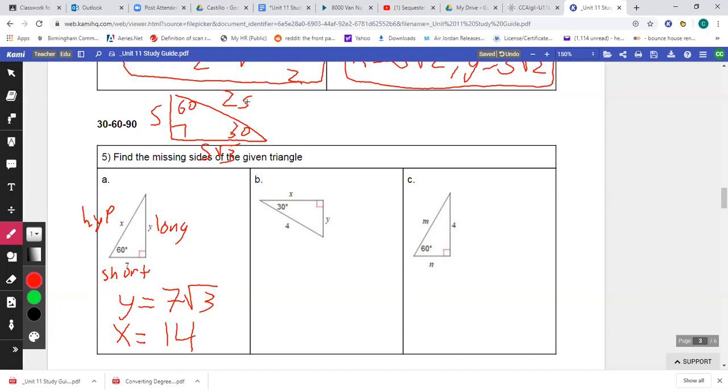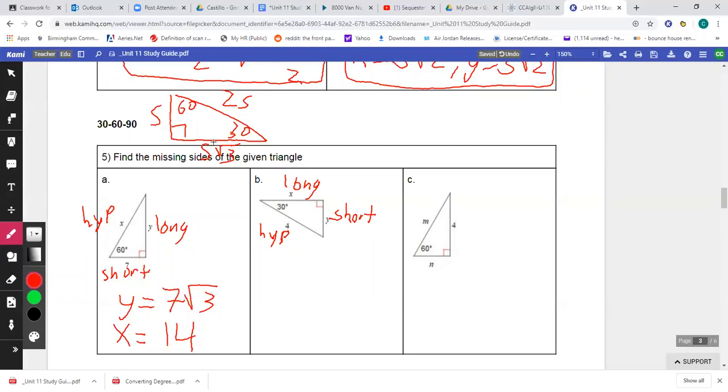Okay, letter B. So they give you the short side here. This is the long side. And this is the hypotenuse. Remember, short side's always across the 30, long side's always across the 60, and the hypotenuse always across the 90. So this time they give you the hypotenuse, which is 4.